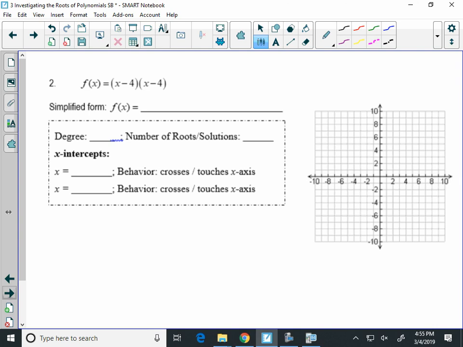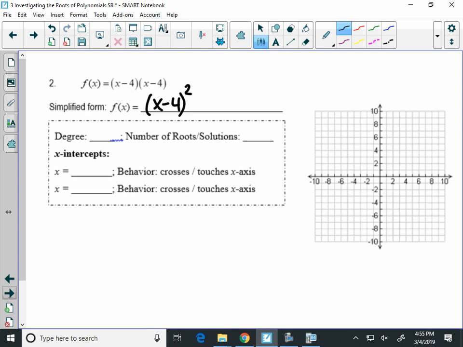Number 2. I have a function x minus 4 times x minus 4. Now, for simplified form, we're going to just condense that together. So if I have 2 x minus 4s being multiplied, I can rewrite that as x minus 4, the quantity squared. Now, we do need to know the degree. And I'm going to show you a couple ways to find the degree. I'll show you the long way, and then I'll show you the shortcut.